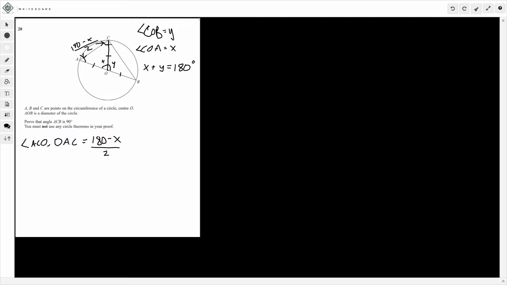And then similarly, these angles here are also base angles of the isosceles triangle. So instead of x, they're going to be y. So let's do these angles as well. What are those angles going to be? It's going to be OBC and OCB. They're going to be 180 minus y divided by 2.